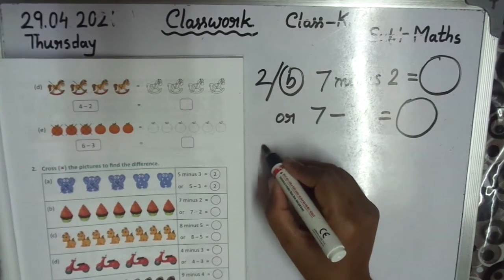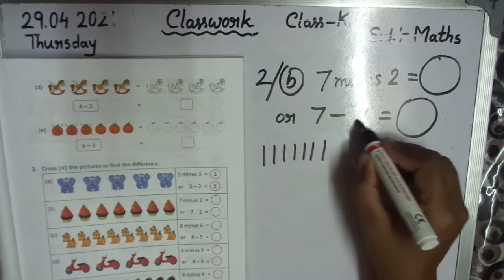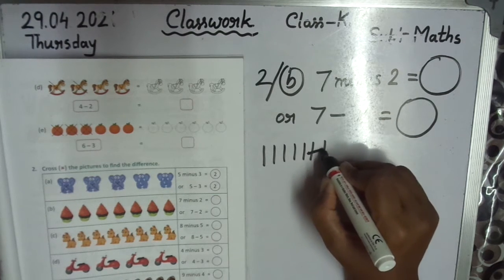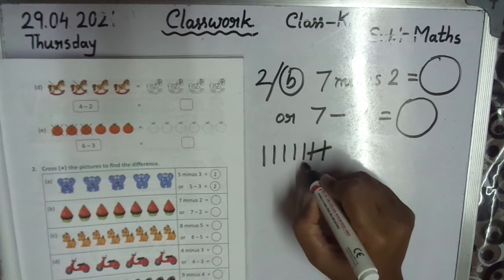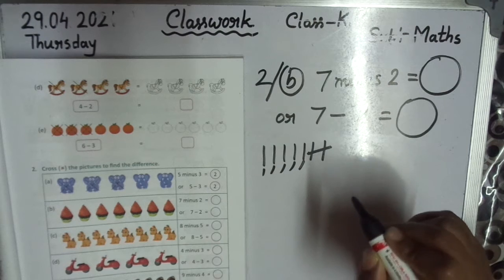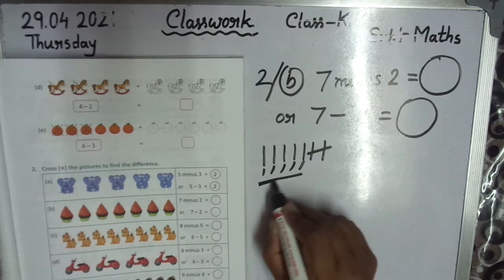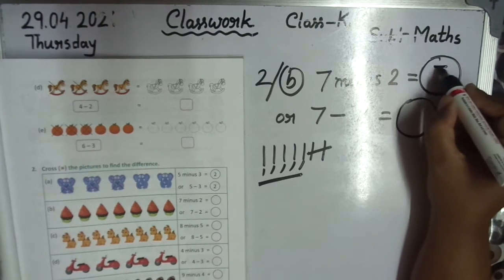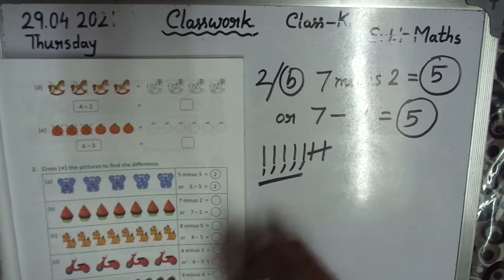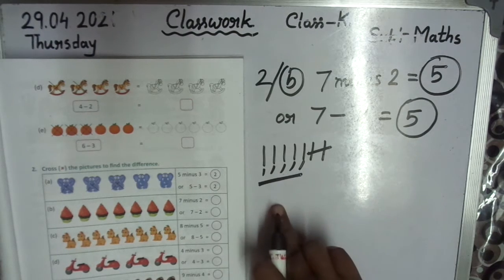Any problem, draw the lines here. 1, 2, 3, 4, 5, 6, 7. So minus 2. Minus 2 means 1, 2 lines. So the answer: 1, 2, 3, 4, 5. 7 minus 2, the answer is 5. So write here 5. Left 5. Okay.